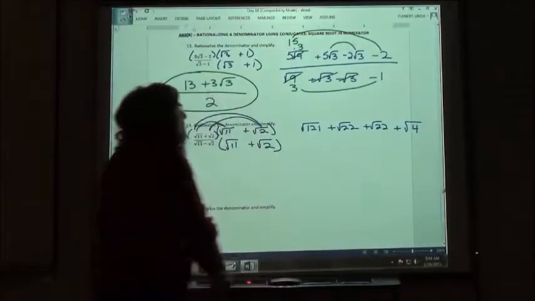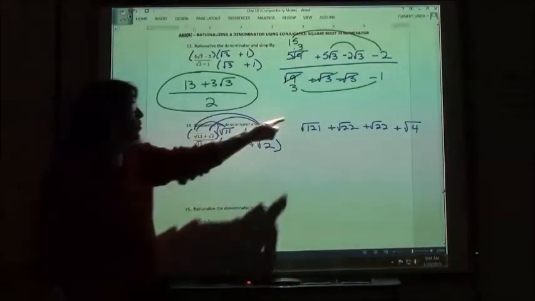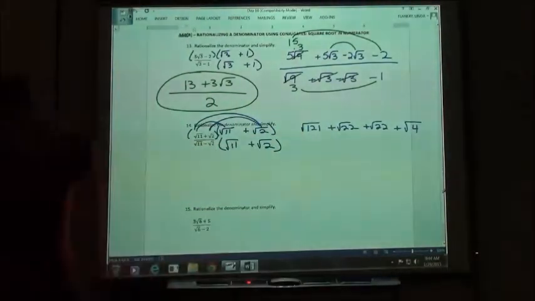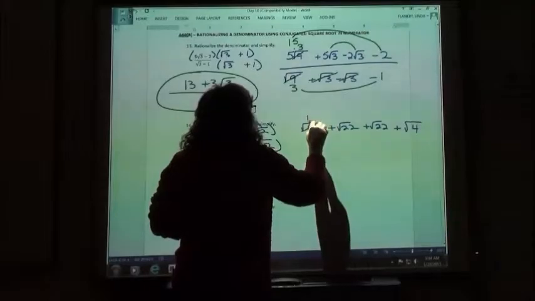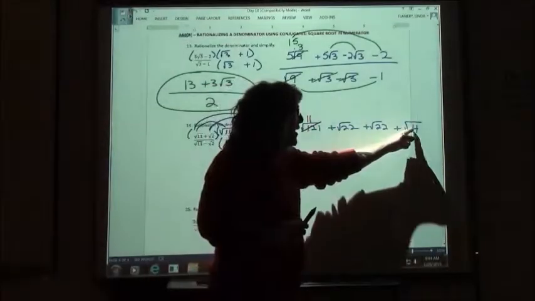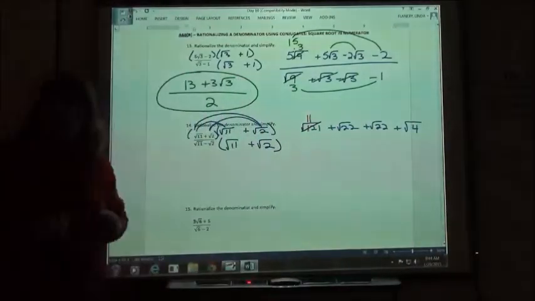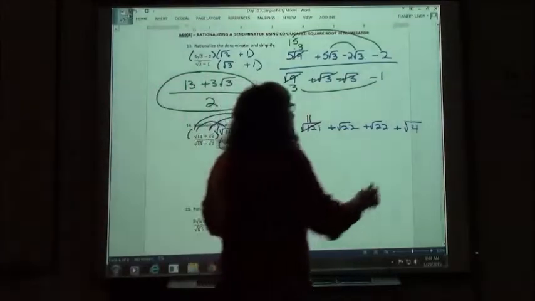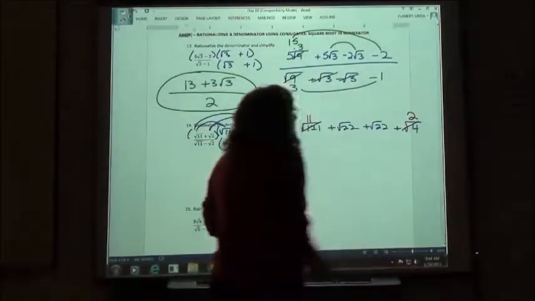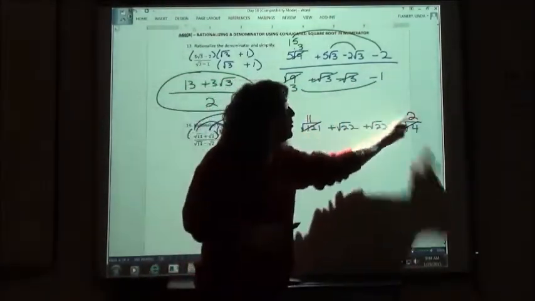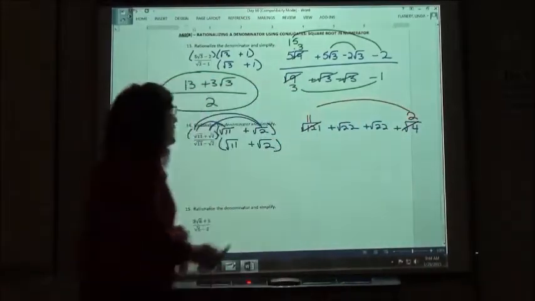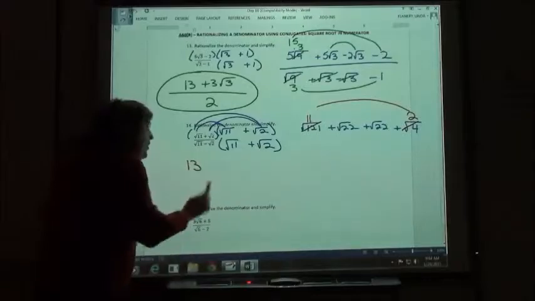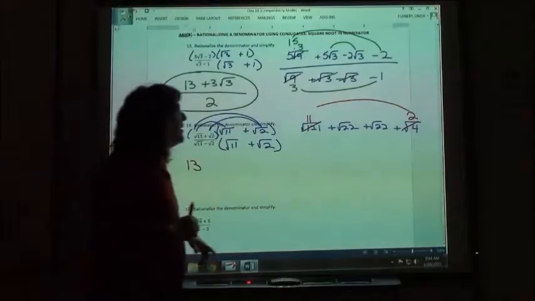So, looking at simplifying that, 121 is a perfect square, right? The square root of 121 was 11. So this is a nice whole number, 11. Also, the one on the end is a perfect square. The square root of 4 is 2. So since these are both nice whole numbers, we can add those together. 11 plus 2 gives me 13. I'm going to write that over here because that's part of our answer, right?